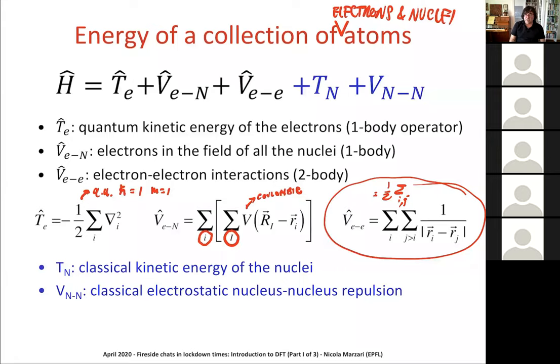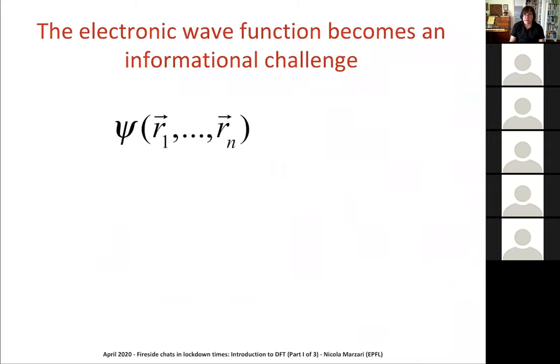So the blue terms are difficult, especially the electron-electron term is very, very difficult, and the black terms are easy. Now, first and foremost, the problem in going from one electron to many electrons is actually an informational problem. I love this part. So what used to be a complex field, say we are just looking here at the stationary part of the wave function, but what was a complex field at every place in space for one electron, now has become a complex field function of how many electrons we have.